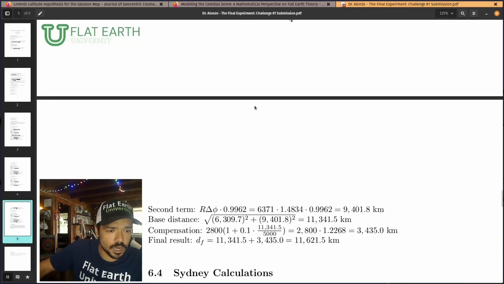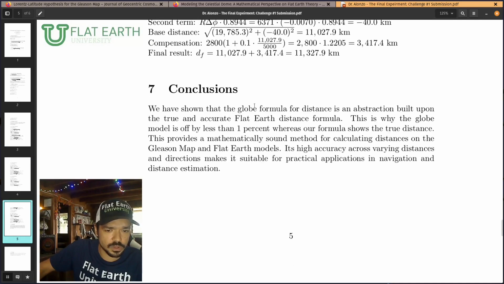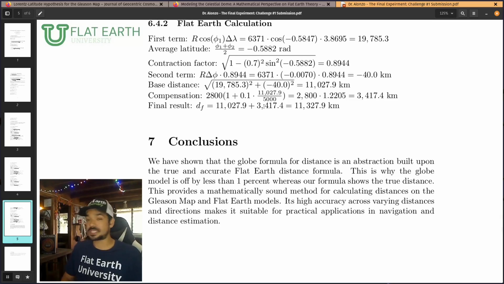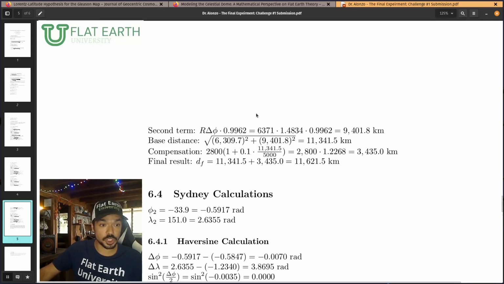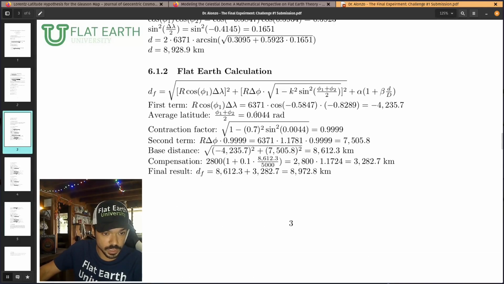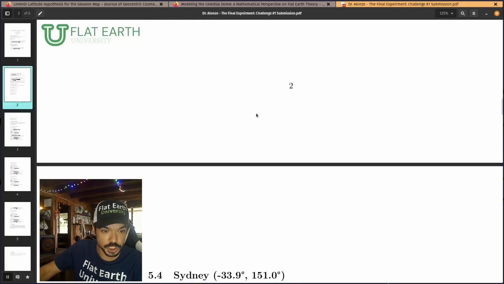Let's go down to the bottom, what I was going to show you for the conclusion. We see that it is a highly accurate model. It provides a mathematically sound method of doing these calculations, most importantly on the Gleason flat earth map, and without having to do any spherical trigonometry. Now, we do 2 unique flat earth concepts here. Let me find citation 1.